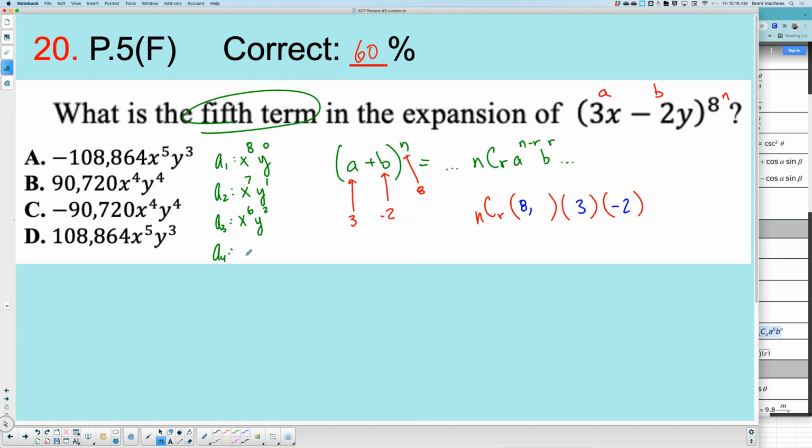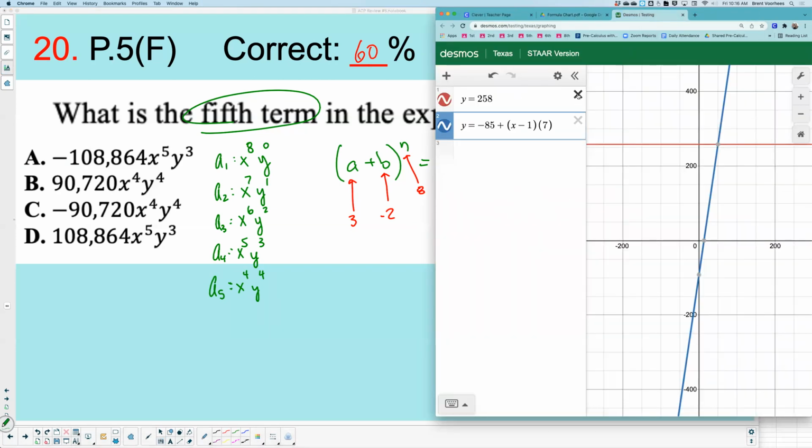Fourth best, winning 5, losing 3. And finally the fifth best, winning 4, losing 4. Those are our powers. That's our n minus r and our r, which in this problem happen to be the same number. No matter what those numbers are, as long as you choose one of the two powers as your r, you will get the correct answer. So you type that in the calculator, and we will get our correct coefficient.